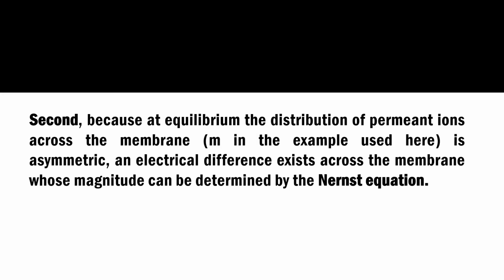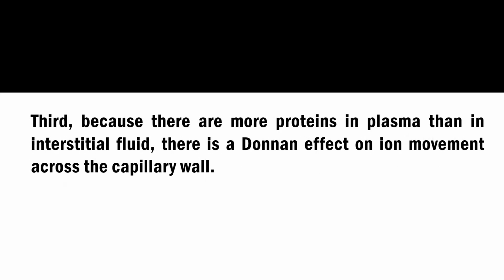And due to this asymmetric distribution, an electrical difference will be created across the membrane, and the magnitude of this electrical difference can be determined. The electrical difference of these individual ions at equilibrium can be calculated by the Nernst equation. Now we are going to explain it, and before that, just come to the third point.